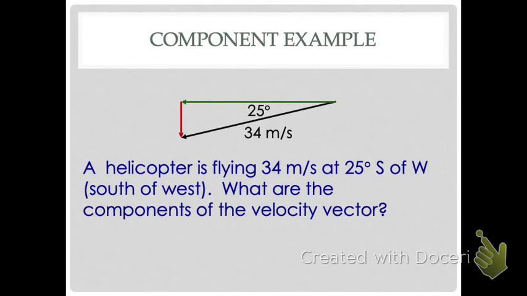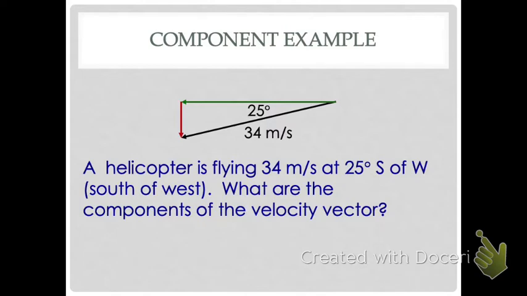That's right. If you were using tangent, you would be finding the hypotenuse. But let's try to break down this vector into its components. A helicopter is flying 34 meters per second at 25 degrees south of west. I would go ahead and draw this vector in your example so that we can have some examples laid out. Go ahead and draw that vector, and then I'll show you what I mean from there.